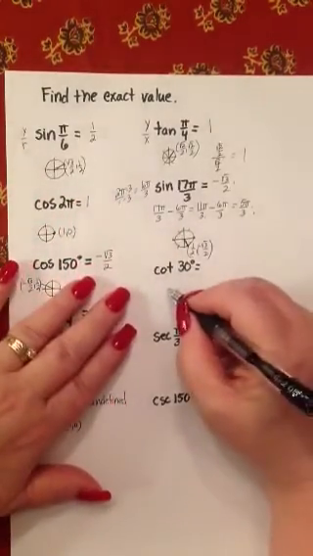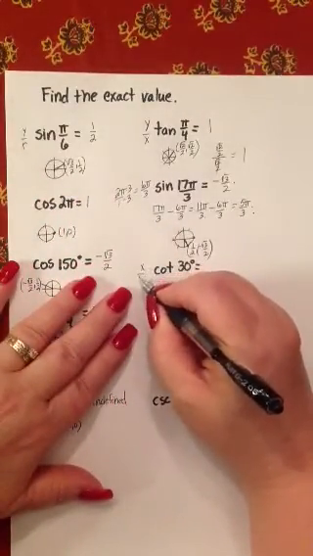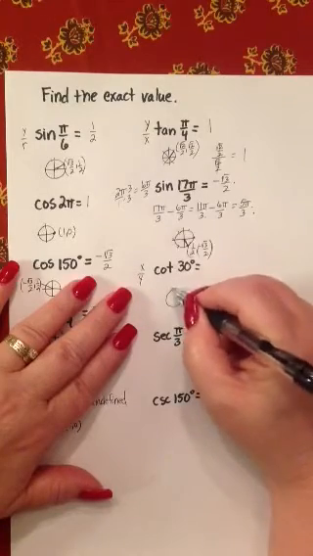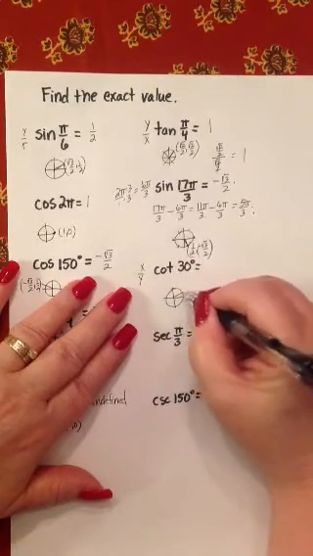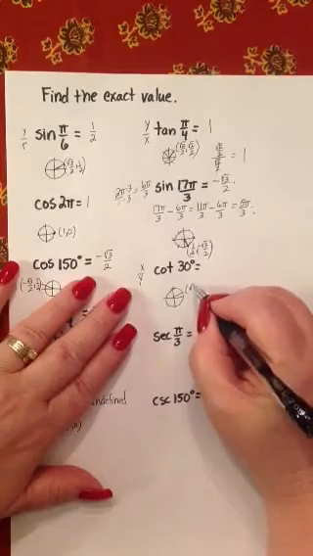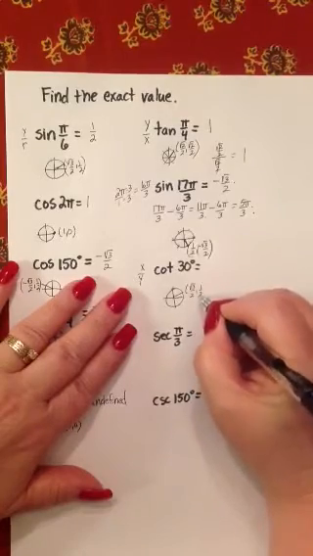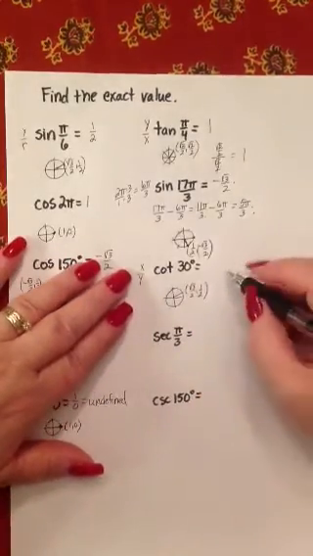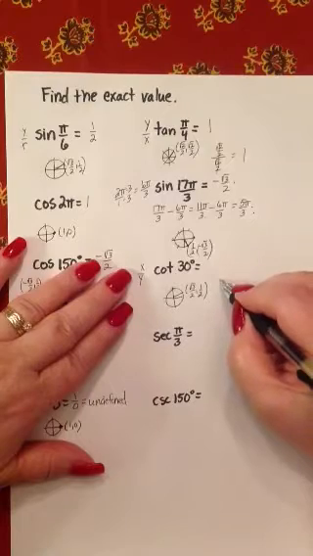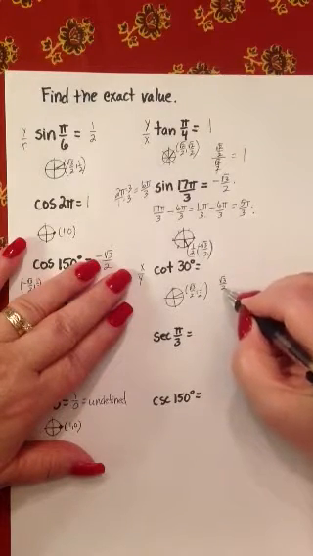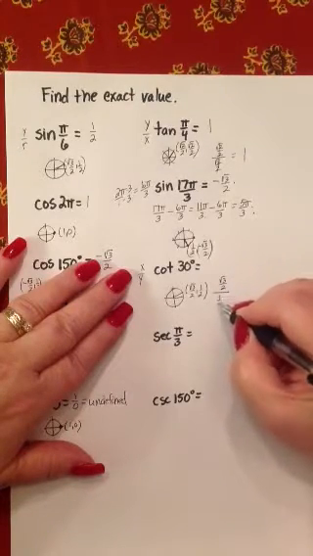All right, cotangent. Remember, cotangent is x over y, and at 30 degrees, the coordinate there is square root of 3 over 2, 1/2. So it's x over y, so that would be x, which is square root of 3 over 2, divided by y, which is 1/2.